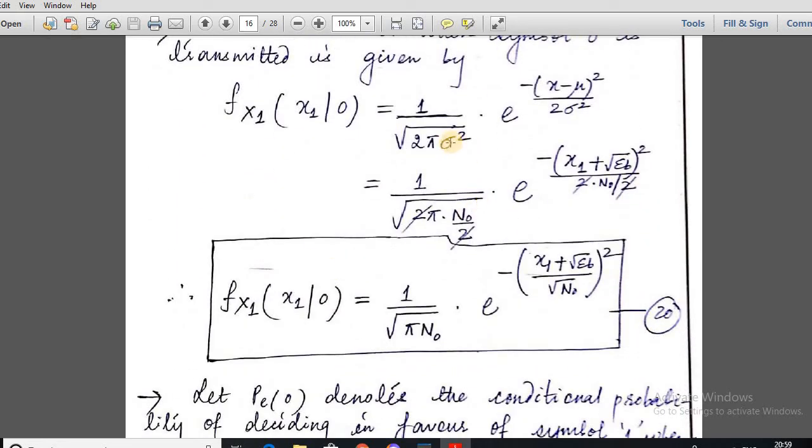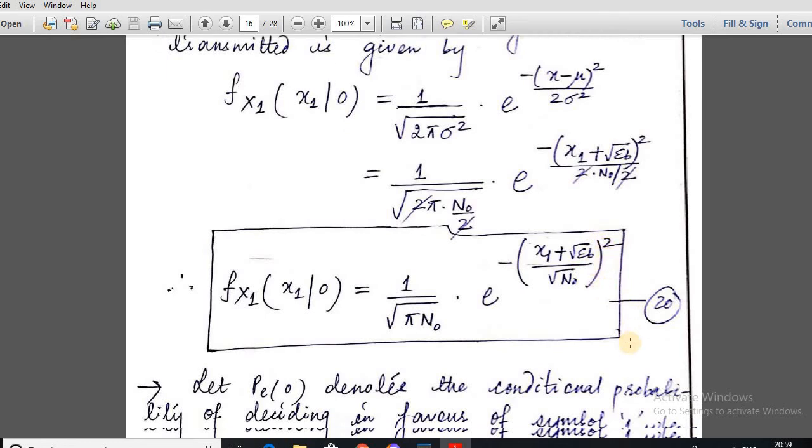So sigma square is N0 by 2, the 2 gets cancelled. In place of mu minus Eb, and already a minus is there, so minus of minus is plus, root over of Eb whole square divided by 2 sigma square, again N0 by 2. So the resulting equation is 1 divided by root of pi N0 multiplied by e to the power minus of (x1 plus root over of Eb) whole square divided by N0.